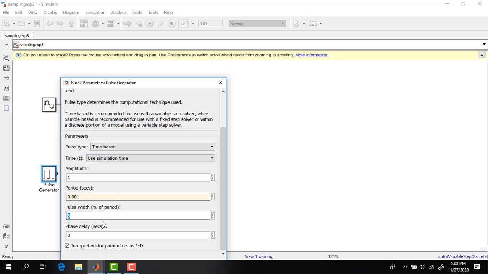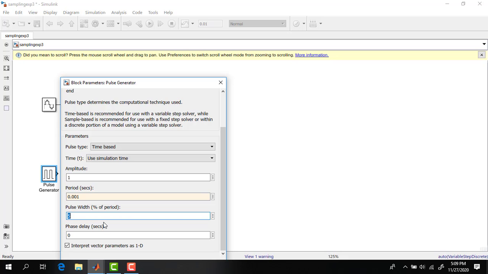Now, pulse width. I have already talked about two types of sampling. One is ideal sampling, another one is natural sampling. In the case of ideal sampling, all the pulses were actually perfect impulses. But in the case of natural sampling, the pulses were not totally impulses. They were actually rectangular pulses, right? It had a short time window where it was high and then an interval when it was low, and then again it was high for a short time.